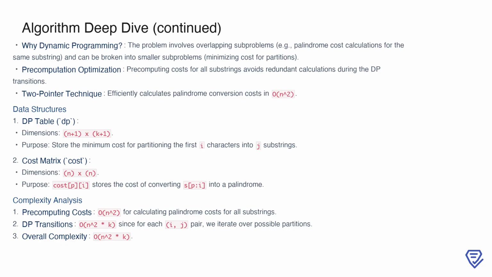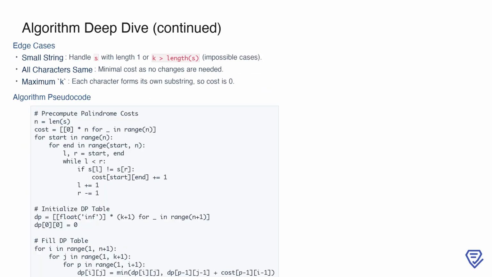In terms of data structures, we use a dp table with dimensions (n+1) x (k+1), where dp[i][j] stores the minimum cost to partition the first i characters into j substrings. Additionally, a cost matrix with dimensions n x n is used to store the precomputed cost of converting any substring s[p..i] into a palindrome. For the complexity, precomputing the costs takes O(n^2), while the dp transitions require O(n^2 * k) iterations, resulting in an overall complexity of O(n^2 * k). When implementing the algorithm, it's essential to handle edge cases.